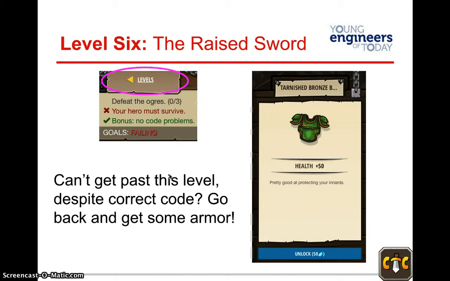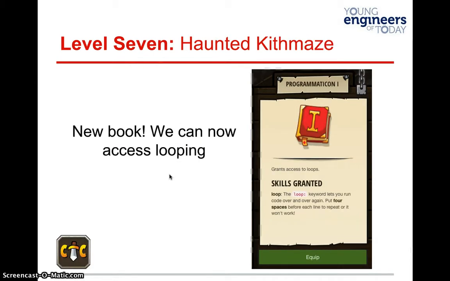Can't get past this level despite correct code? Go back and get some armor. Sometimes you need to have upgrades in your weapons, your armor, your tools. This is level 6, for example. And in level 7, you get the new book.